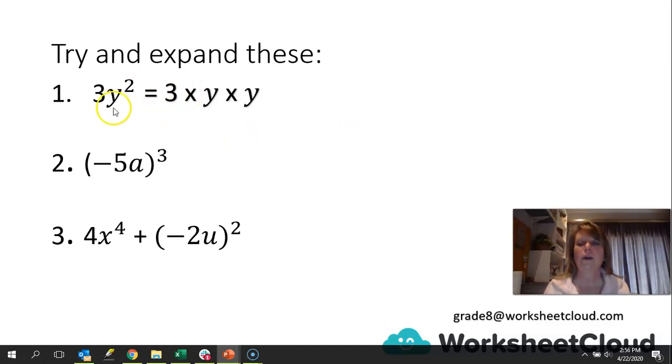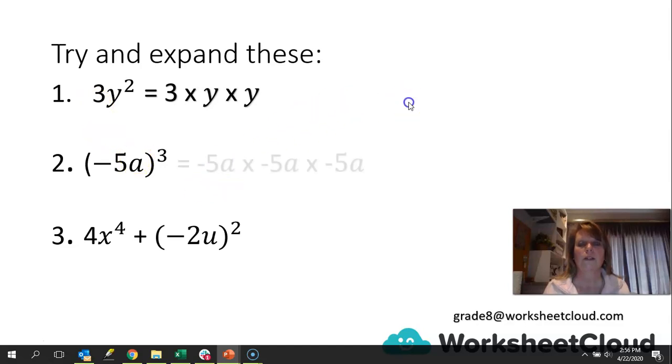Right, so now here we have 3y squared. It's 3 times y times y. Can you see that the exponent is only applicable to the y? It's only affecting the y because that is the base. The 3 in this case is only the coefficient. It's not part of the base.